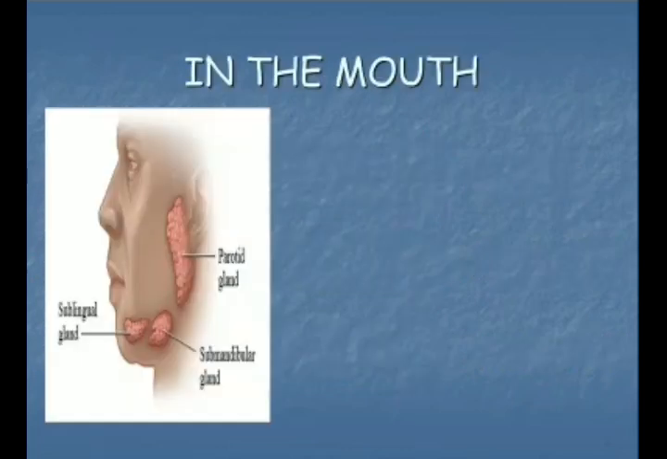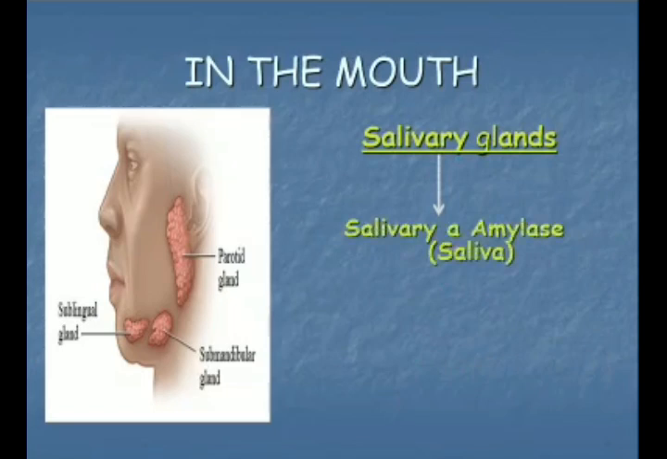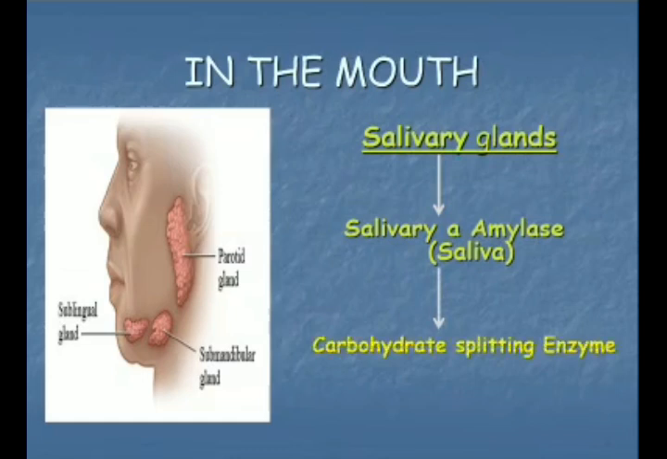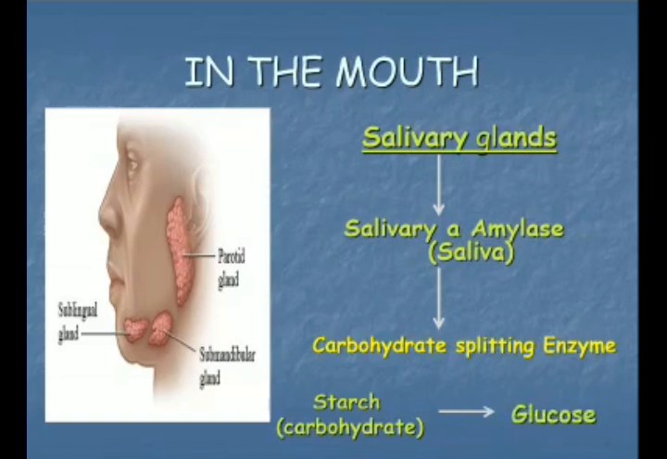In the mouth, we have salivary glands. This salivary gland produces an enzyme called salivary alpha amylase. This is also called saliva. This salivary alpha amylase is a carbohydrate splitting enzyme, and it acts on starch. Starch is also a carbohydrate which is converted into glucose by this carbohydrate splitting enzyme. So in the mouth, which is a digestive organ, the process of digestion starts.